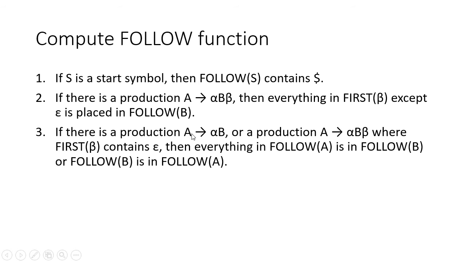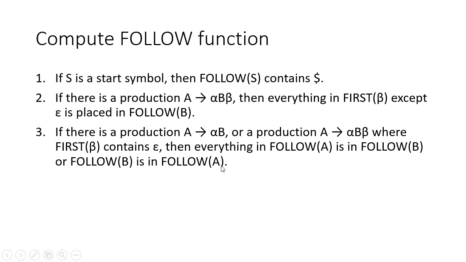Similarly, if there is a production A derives alpha B, or a production A derives alpha B beta where first of beta contains epsilon, then everything in follow of A is in follow of B.